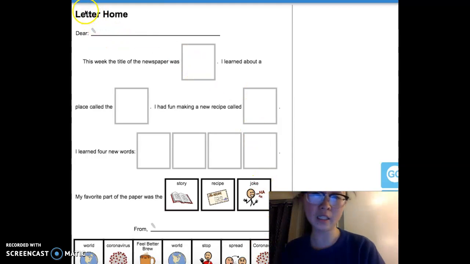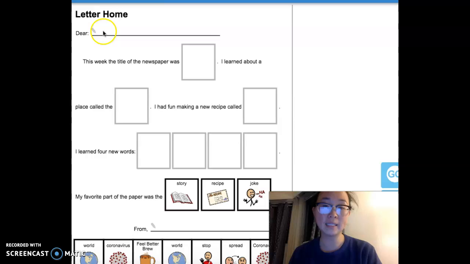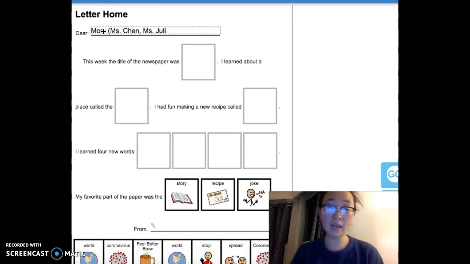So let's start here. This is our letter home. We're going to write dear, and I'm going to put dear mom, but you can write whoever you want. You can write Miss Chen, you can write Miss Julia, you can write Mr. Laloda, whatever, okay? And oh, I forgot. We'll write Mr. Luan or Mr. Restrepo. These are the paras in our class. Any of those people would love to hear from you.